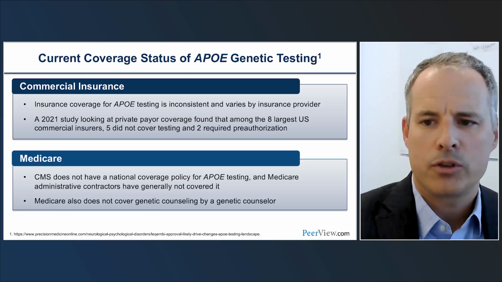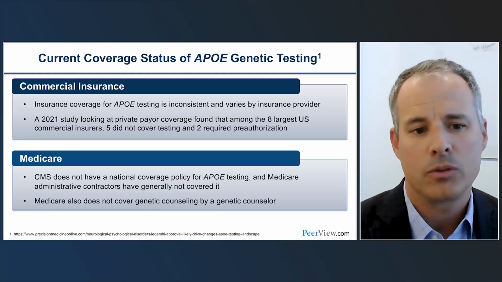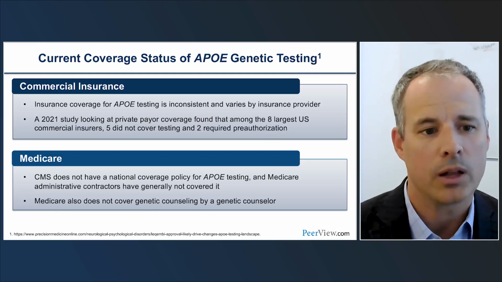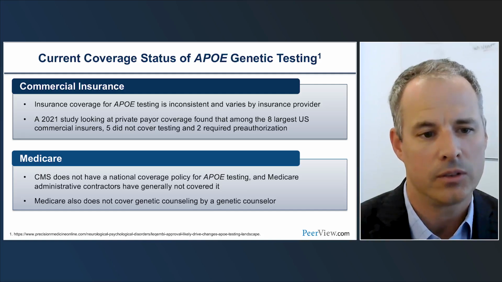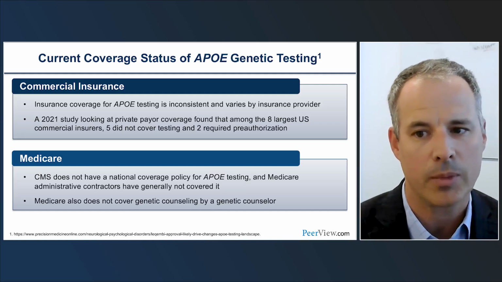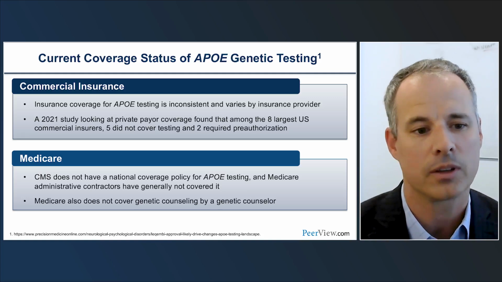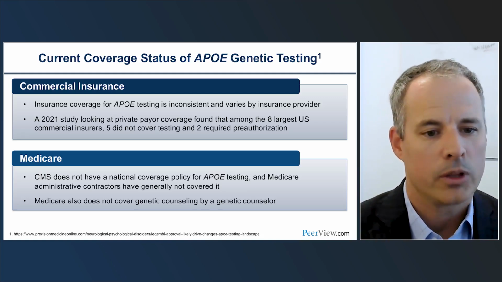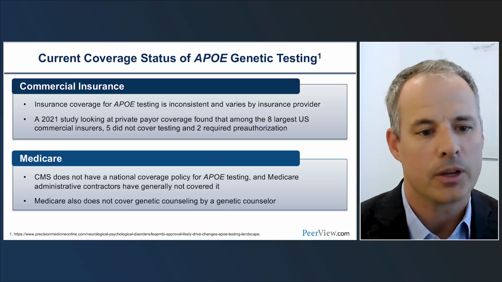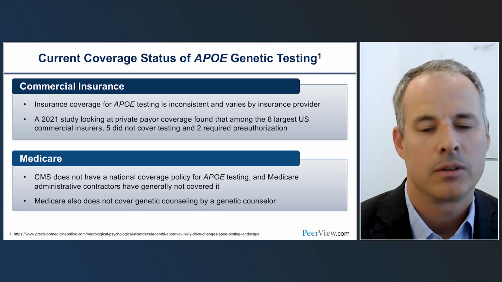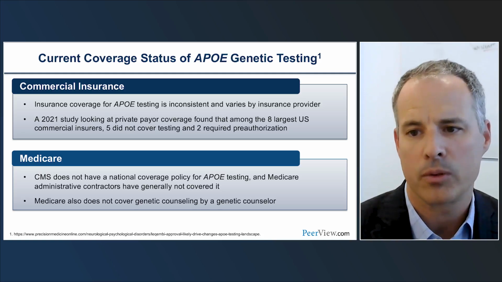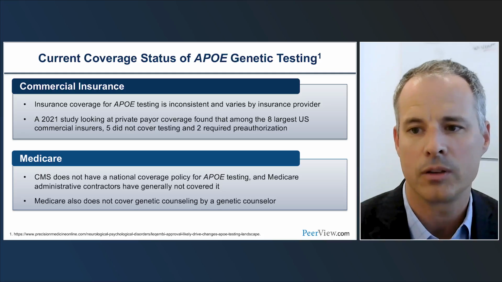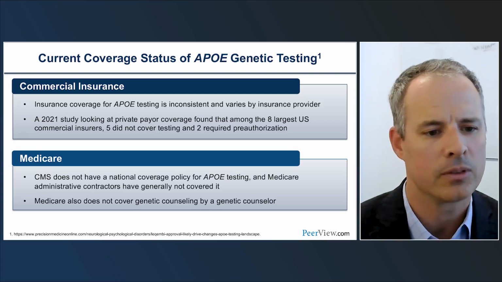So the insurance coverage for APOE testing is a bit of an issue in the United States. It's essentially not covered very well. So it's inconsistent. Commercial insurance generally, in my experience, does not cover APOE4 testing at this point. In 2021, a study showed that 5 of the major commercial insurers did not cover, and 2 require pre-authorization. Now, I don't know how this is changing so far in the face of anti-amyloid therapies.